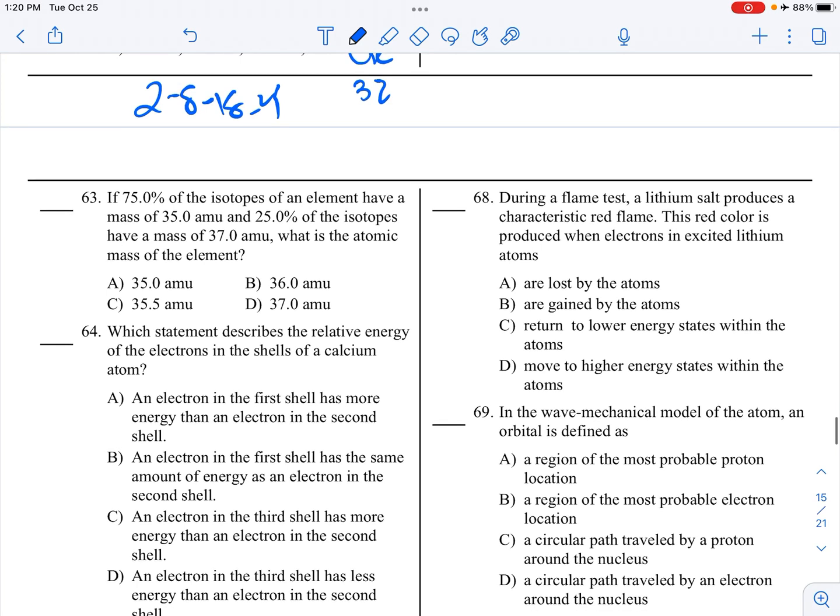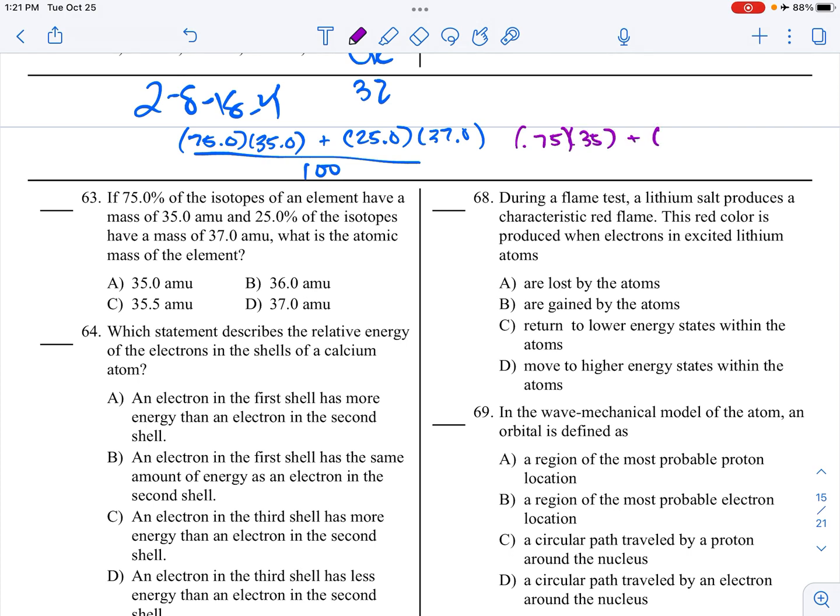All right, now we're doing average atomic mass. You can do it 2 ways. One way is to keep them as percentages: 75 and 35, multiply, and then 25 and 37, then divide by 100. The other way is to make those percentages into decimals: 0.75 times 35 and 0.25 times 37. I like that second way better.